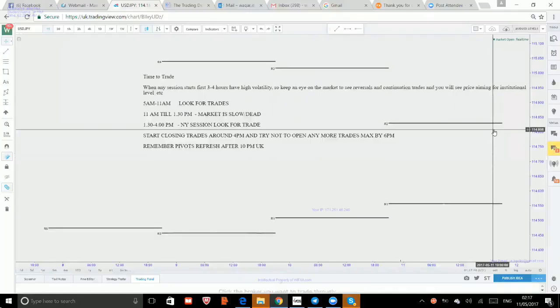But if you want to trade the Asian session, then a few things you need to remember. When the pivots refresh, the market will not open from any pivotal level. Normally, the market will be in between the pivotal levels. And the first trade that you're going to take when the Asian session begins is going to be a trade from the secondary levels.